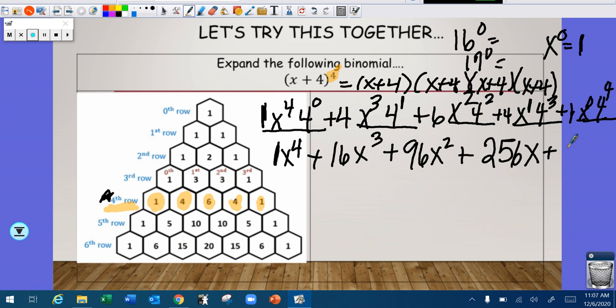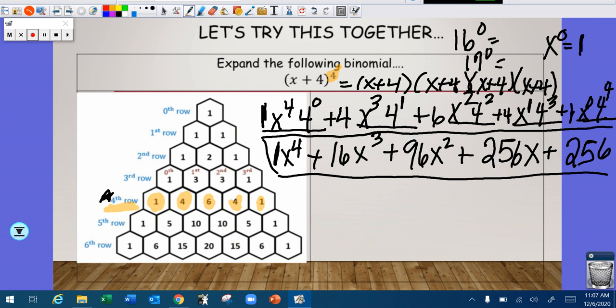Alright, so then we get 256 on the end, and we're done. We expanded that binomial. This is your answer right here. So that is a whole lot quicker than having to do the box method. How many times? 1, 2, 3 different times. When you can use Pascal's Triangle and you got it.